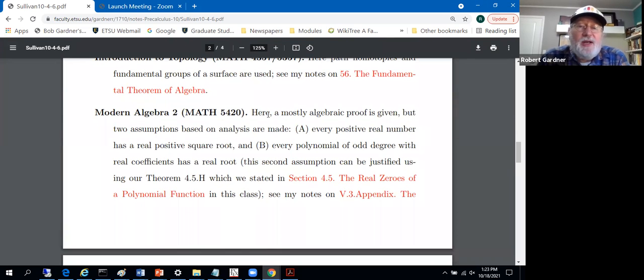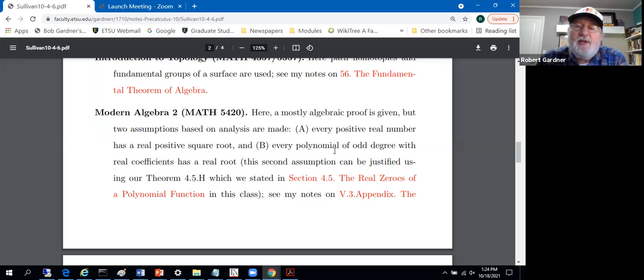In graduate modern algebra 2, the most advanced algebra class we have at ETSU, a mostly algebraic proof is given. But still, it requires some analysis ideas. It requires the fact that every positive real number has a positive square root, something you might take for granted. But if we were to establish that in a clean, mathematically rigorous way, that requires some concept of what a continuum is. That requires some of the analysis properties of the real numbers.